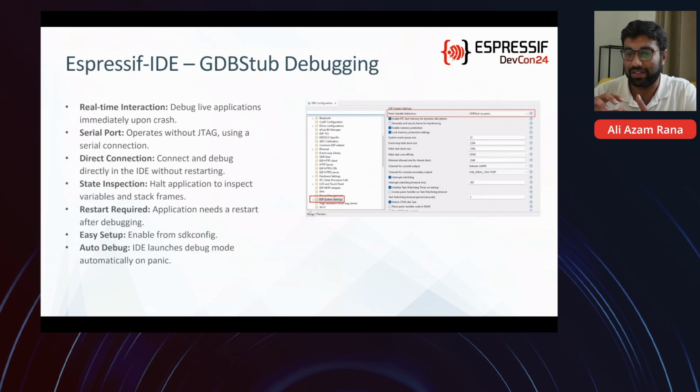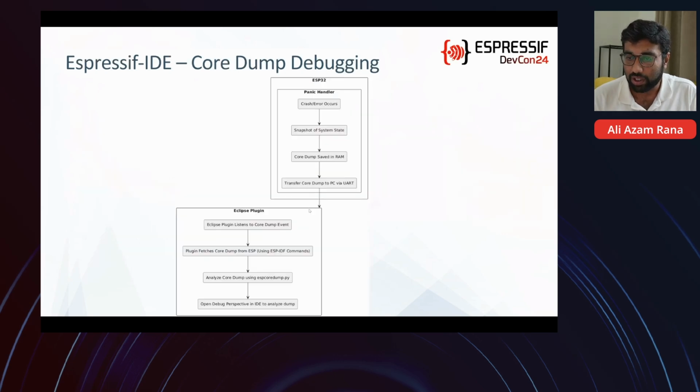So it is kind of a live application, but the execution is halted. You will be able to view the stack trace, registers, and some basic overview to figure out what went wrong. It communicates with the serial port, and it's pretty easy to set up in the IDE. You can simply enable it with the SDK configuration handler, and the IDE will automatically launch the debug mode in case of a panic. And moving on to the core dump, also another essential tool for postmortem analysis.